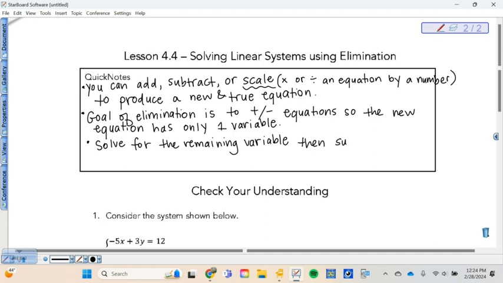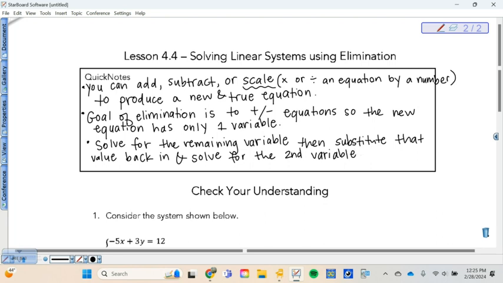Then substitute that value, that number, back in and solve for the second variable. Okay.